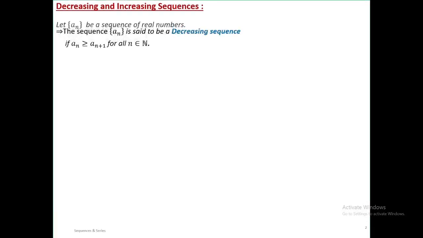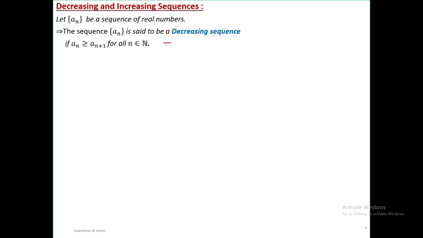So here we go. First one, the decreasing sequence definition. Let an be a sequence of real numbers. Then the sequence an is said to be a decreasing sequence if an is more than or equal to an plus 1 for all n belongs to natural numbers. It means, for example, if you elaborate this, you will get this one.